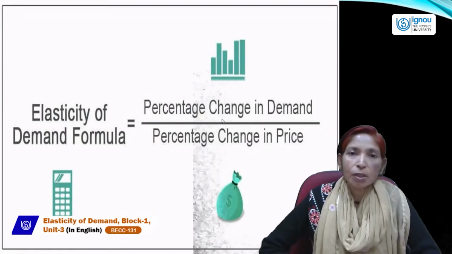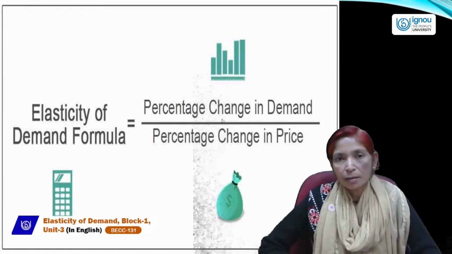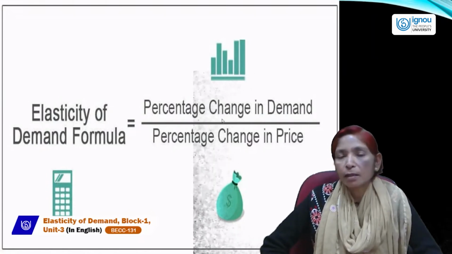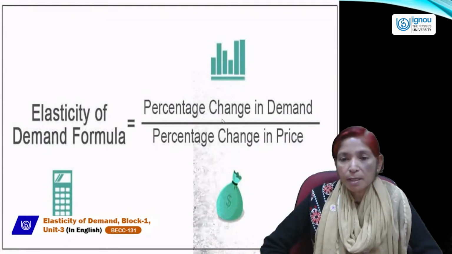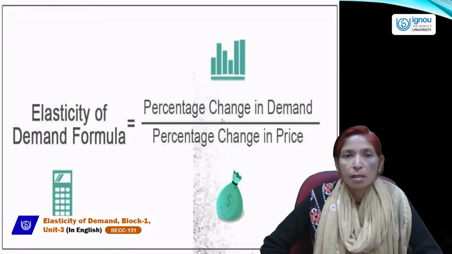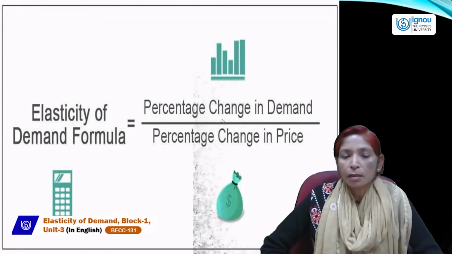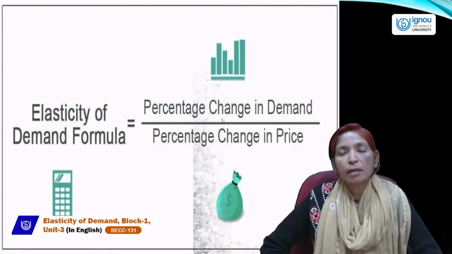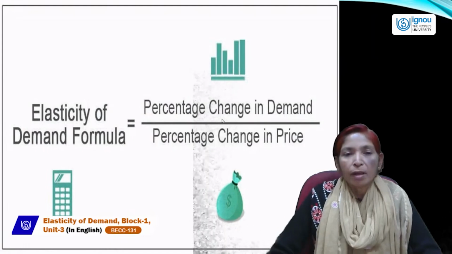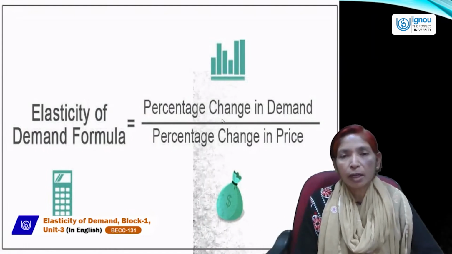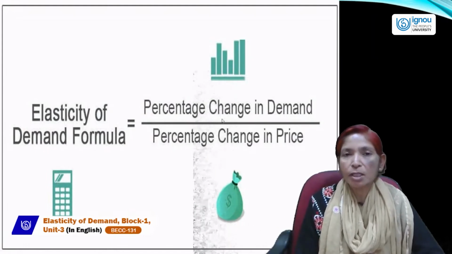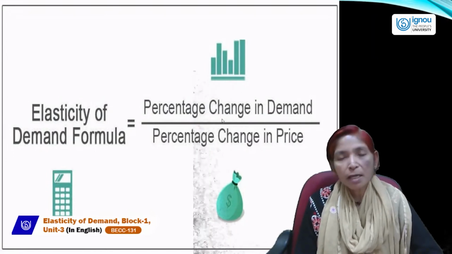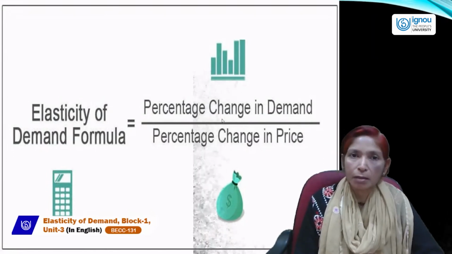In other words, we can use this formula in another way: delta Q upon delta P into P by Q. Here percentage change in demand is known as the change in demand, like delta Q, and percentage change in price refers to delta P. And if we take the ratio of percentage change in demand and percentage change in price, then we can estimate price elasticity of demand.